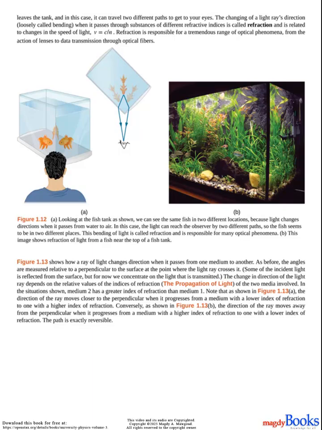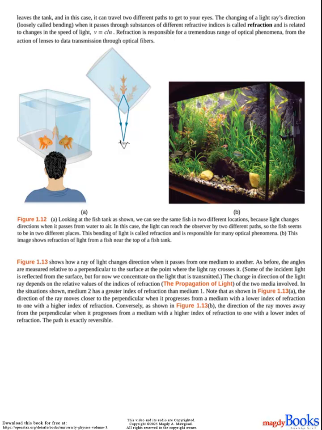Figure 1.12. A. Looking at the fish tank as shown, we can see the same fish in two different locations, because light changes directions when it passes from water to air. In this case, the light can reach the observer by two different paths, so the fish seems to be in two different places. This bending of light is called refraction and is responsible for many optical phenomena. B. This image shows refraction of light from a fish near the top of a fish tank.